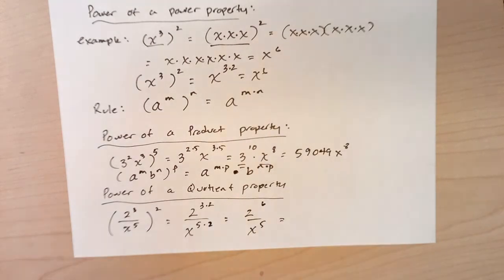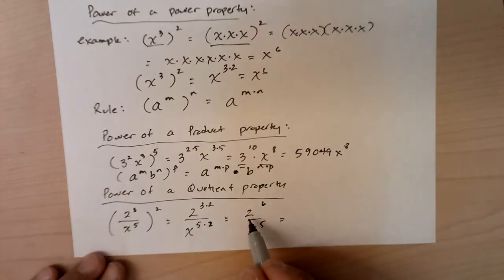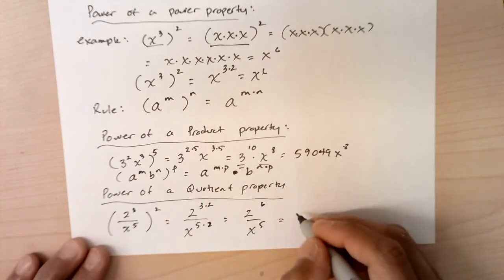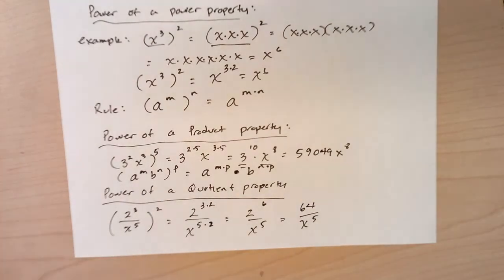But like on the last example, 2 to the 6th is something that we could evaluate. So again, never leaving a base that's a constant to some exponent. 2 to the 6th is 64 over or divided by x to the 5th.